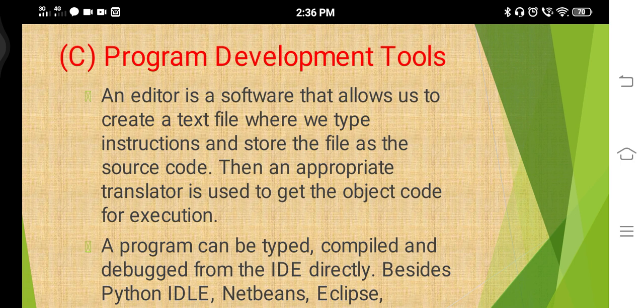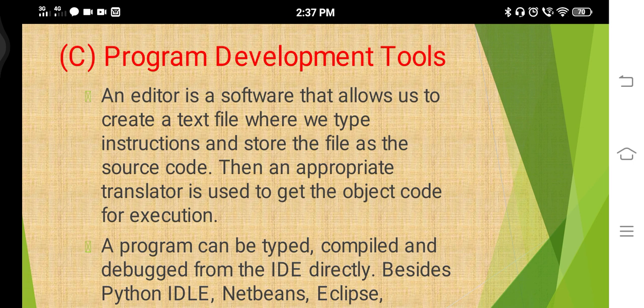In order to simplify program development, there are software known as IDE, that means Integrated Development Environment. It consists of a text editor, building tools, debugger, etc. As you know, for Java we require NetBeans. For Python we require a Python IDE. For Java we can also use Eclipse, and so many editors are provided, known as program development tools, where we write the code, and these are known as IDE.